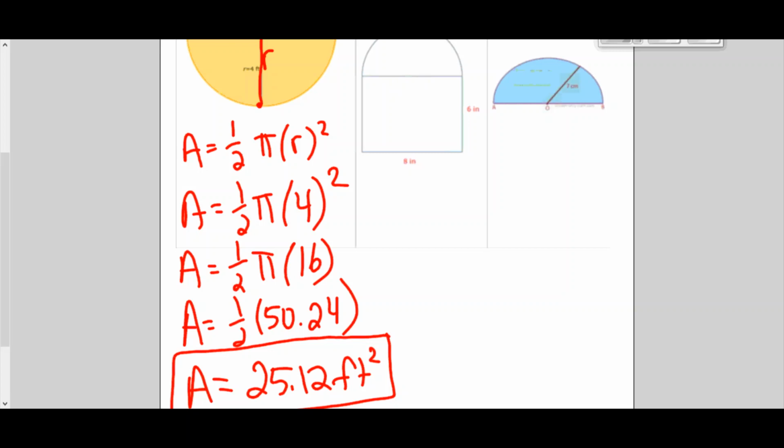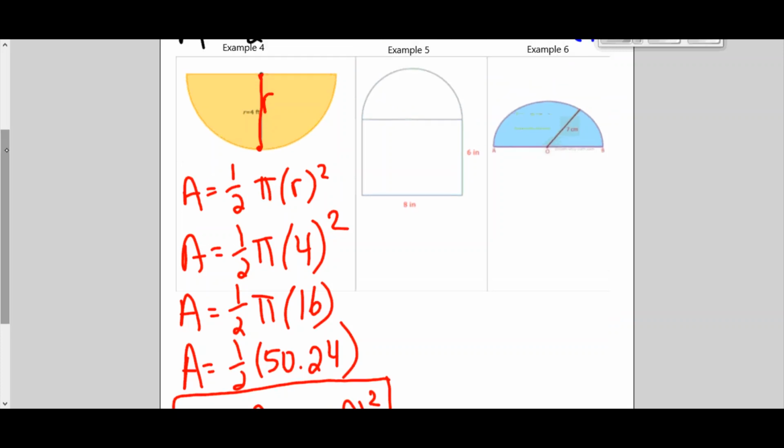So I'm given this blue shape. So let's work on this one right now. So this blue shape here, remember, we have a point at the center and we go to the edge. So from the center to the edge, remember that's the radius. So if I want to find the area of that circle, I'm going to say area equals, and this is a half circle again. So it's going to be 1/2 pi r squared.